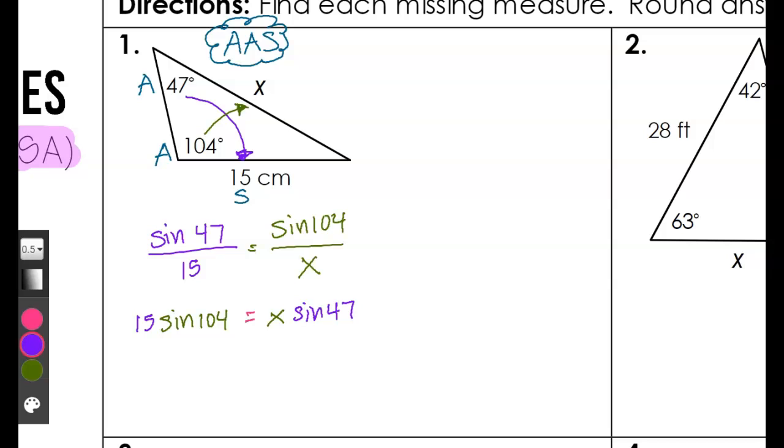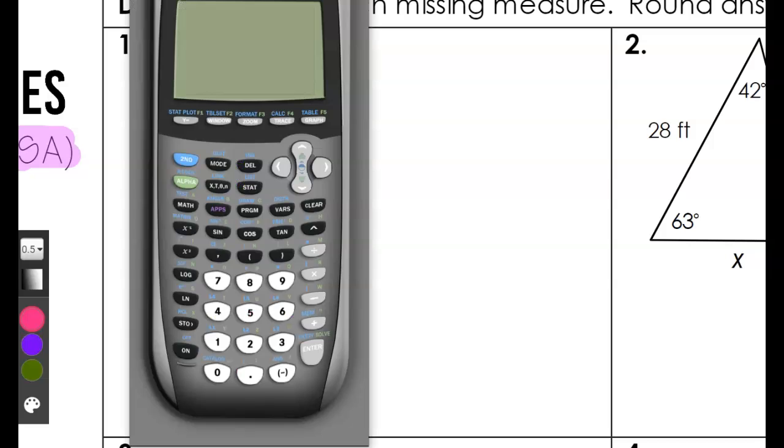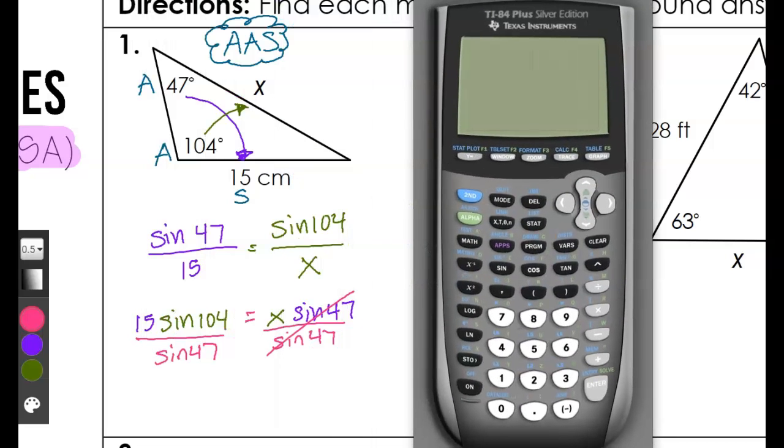Yes, we need to get the sine of 47 off of the x. Right now it's x times sine of 47. So the opposite of multiplication is division. We divide by sine of 47. Sine of 47's cancel on the right, and x is by itself. So now we can pull out our calculator.